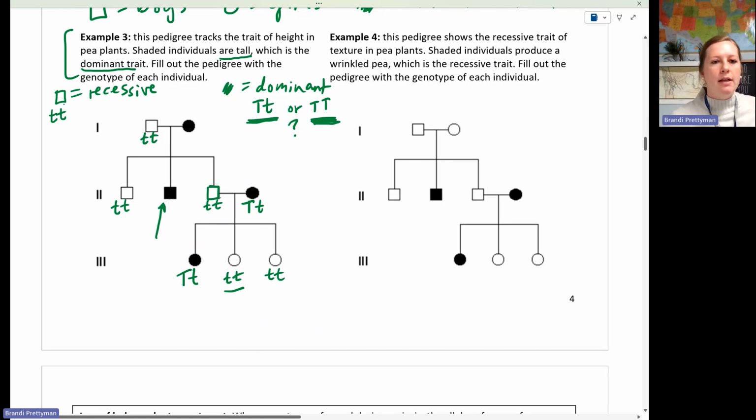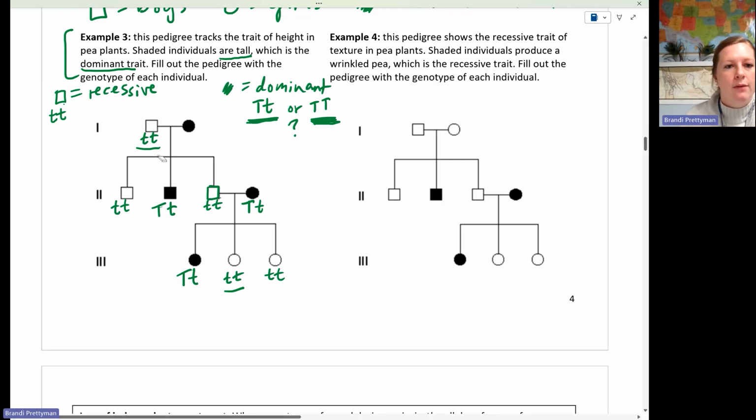So this guy right here, I know he has to have at least one capital T because he's showing the dominant trait. What's his second allele? Well, trace back up. What did he get from his dad? He had to get a lowercase allele from his dad because that's the only option he had. So his second allele is going to be a lowercase t, another heterozygous.